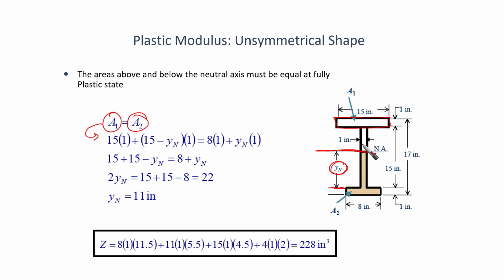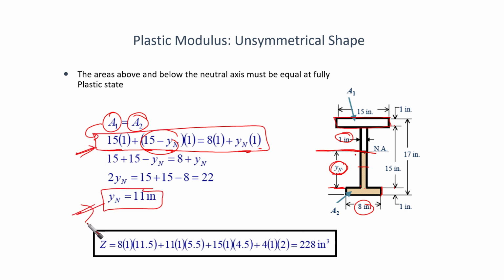And this part, which is a function of yn, is 15 minus yn, times 1, which is the thickness of the web, equals the lower half, which is also a function of yn. It is going to be 8 times 1 plus yn times 1. This is one equation in one unknown, so we can obtain yn at the end. Based on that, we can get the plastic section modulus for this section, equal to this value, 228 inch to the power 3.